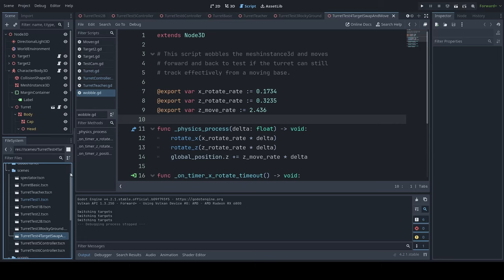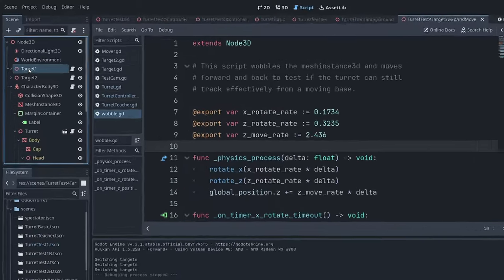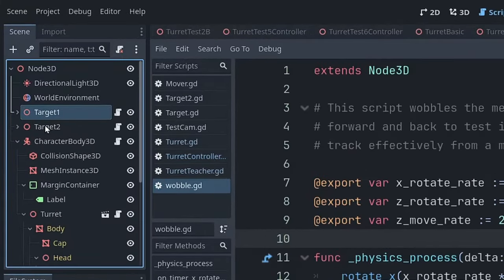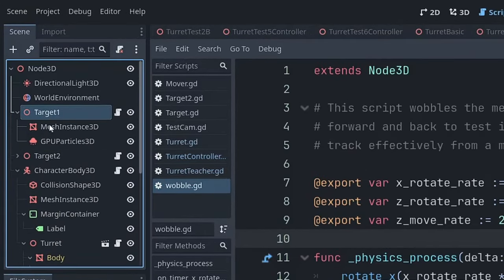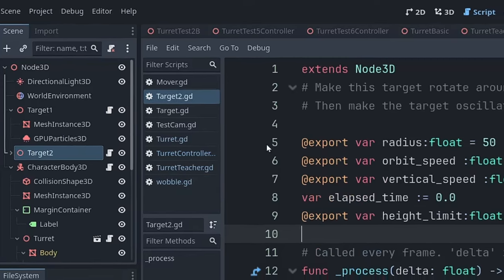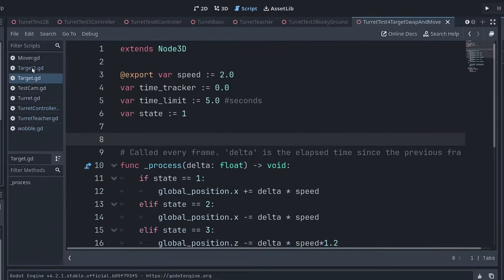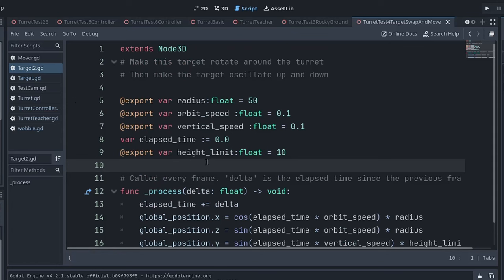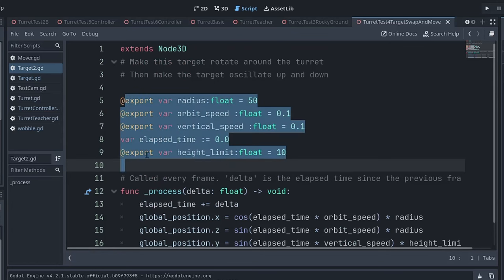The targets themselves are also scenes. No, they're not. The targets themselves, I just duplicated them in each of the test scenes. So it's literally just a Node3D with a MeshInstance and a GPUParticles, just because I thought it was fun to see the direction of movement if it trails some particles. And the scripts for target and target 2 are very similar. They are simply named, by the way, target.gd and target2.gd. And they just have some exported parameters that we can control if we want.